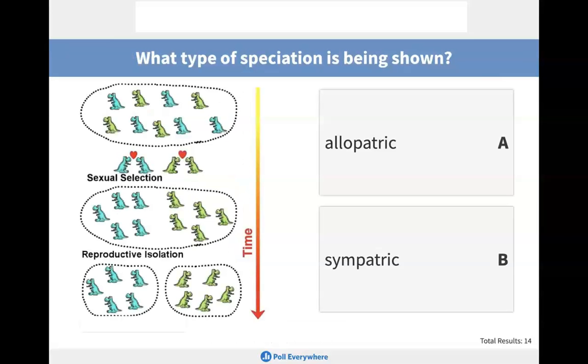Okay, how can I ask you this? What type of speciation is being shown? It looks like I have these cute little dinosaurs, little T-Rex, small hands, big heads. I have this aqua dinosaur, I have this light green dinosaur, a number of them, and it looks like there's a sexual selection event going on. It looks like there is a mating preference for these guys. Those aqua colors preferring each other, those light green colors preferring each other. And over time, it looks like I have new species being formed, shown by these dashed dots. So what could that be? Allopatric or sympatric speciation event?